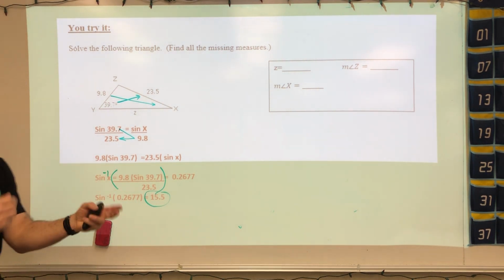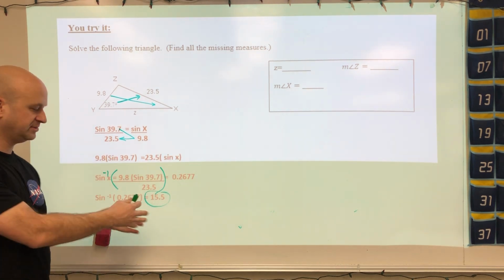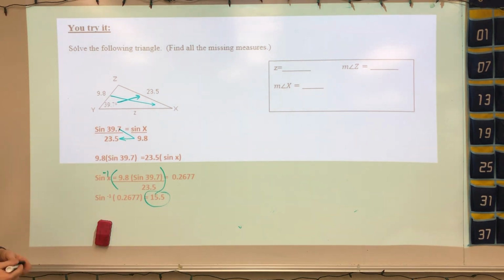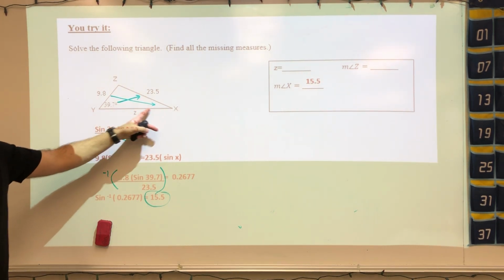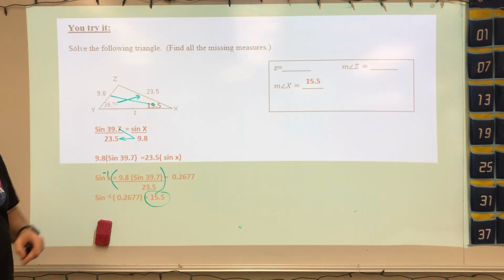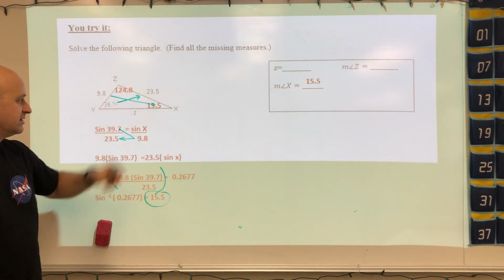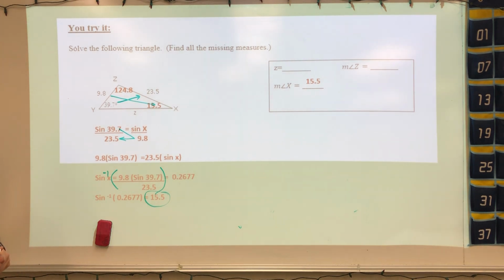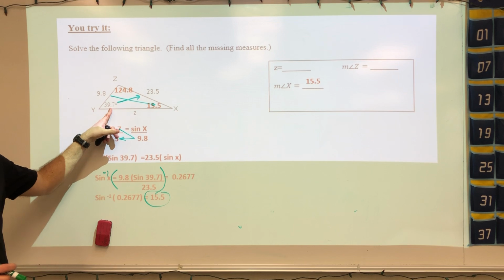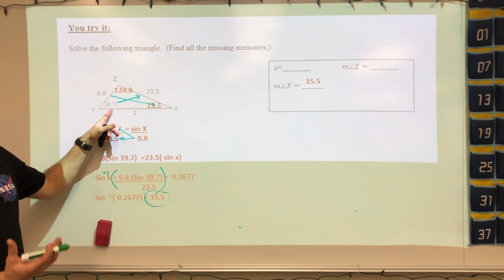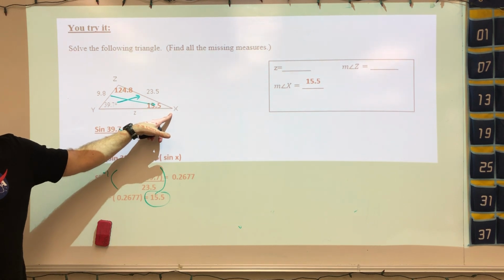And depending on what the directions say, we may want to round up to the nearest degree, or we may round to the nearest tenth of a degree. All right, now that we have that, we have two angle measures, so now we can find the third. So if we add these up, subtract it from 180, we would get 124.8. The reason I kept it as 15.5 is because in the original problem, 39.7 was kept. If this were just a whole number, I would have rounded this to a whole number as well.